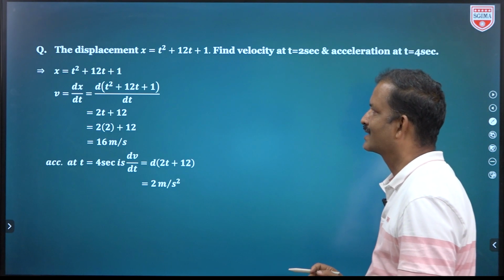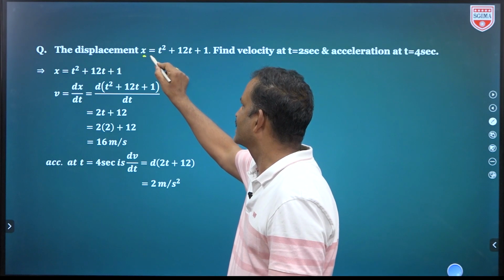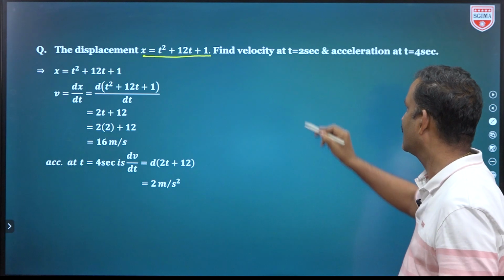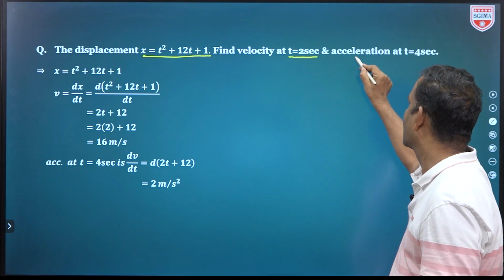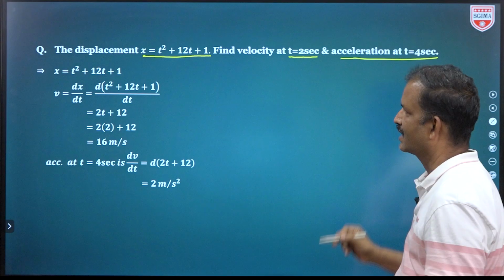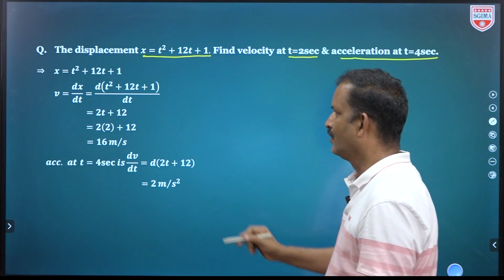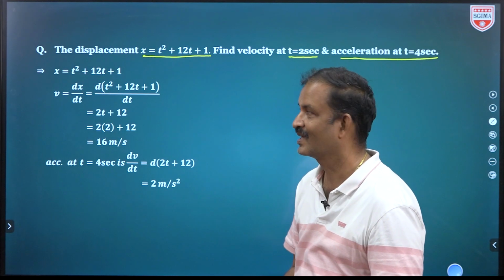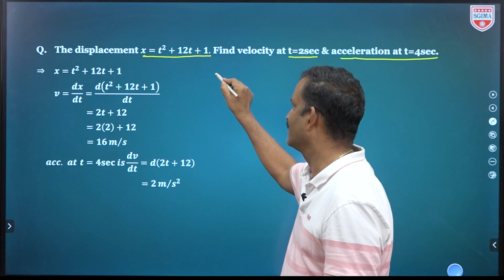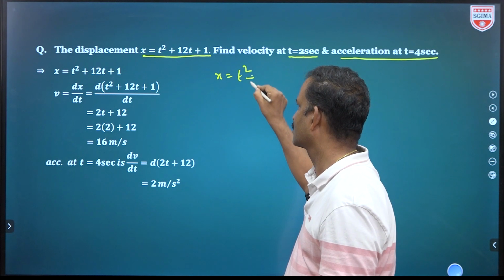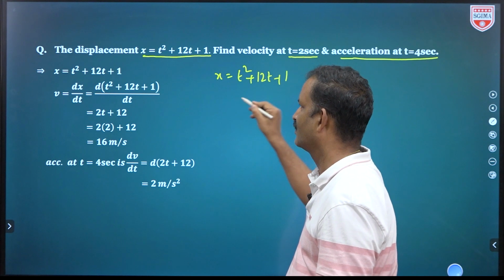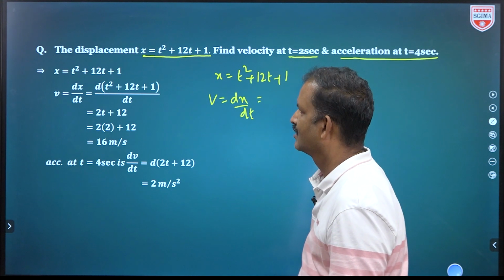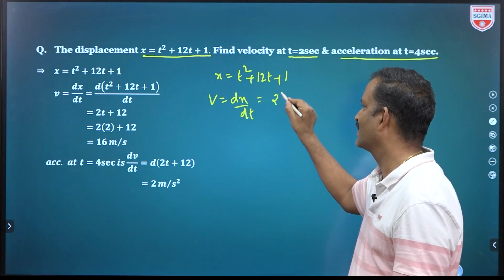See, I am giving one example. The displacement x is equal to t square plus 12t plus 1. Find the velocity at t equal to 2 seconds and acceleration at t equal to 4 seconds. If you do the differentiation of displacement, dx by dt, differentiation of this gives 2t plus 12.